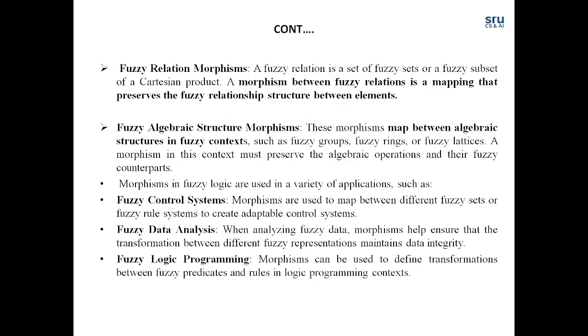Fuzzy relation morphism. This morphism between fuzzy relations is a mapping which preserves the fuzzy relationship structure between elements. Fuzzy algebraic structure morphism maps between algebraic structures in a fuzzy context. A morphism in this context must preserve the algebraic operations and their fuzzy counterparts. Morphisms in fuzzy logic are used in various applications such as fuzzy control systems, fuzzy data analysis, and fuzzy logic programming.